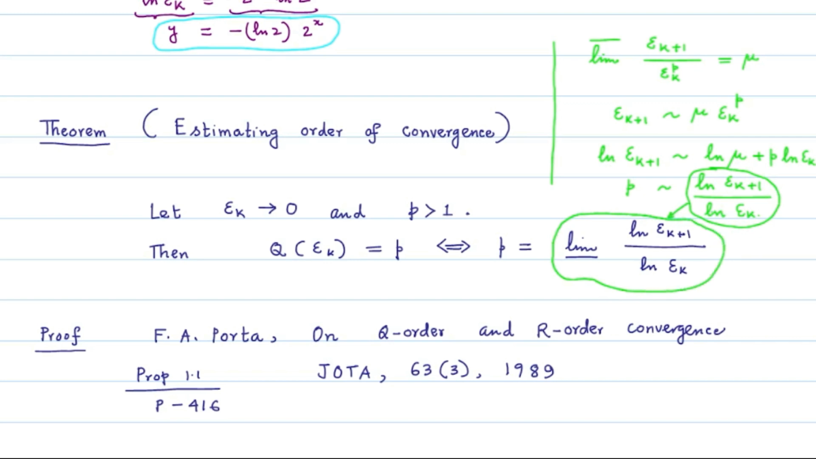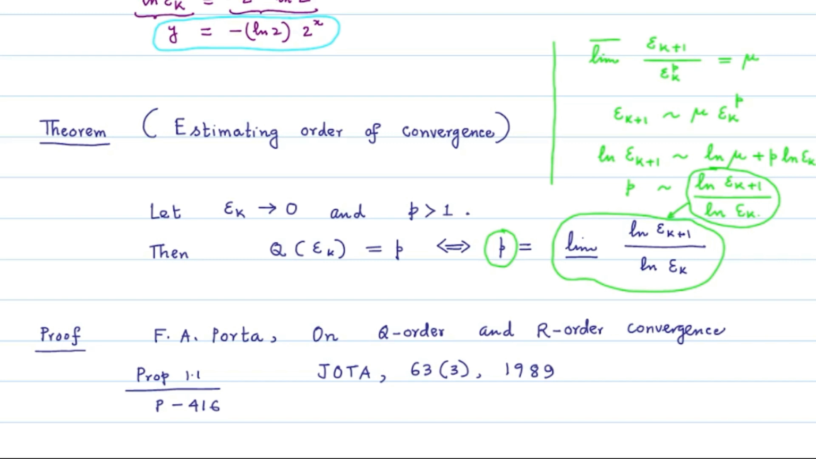So to estimate the order of convergence of a sequence, you may compute log epsilon k plus 1 divided by log epsilon k and then take its limit infimum. You will get the value of the order of convergence. Now I will next move on to defining root convergence order of a sequence.